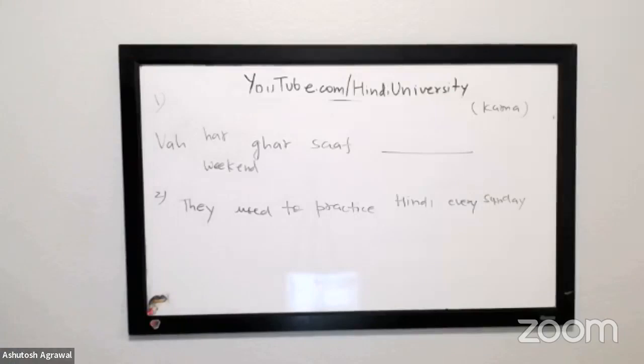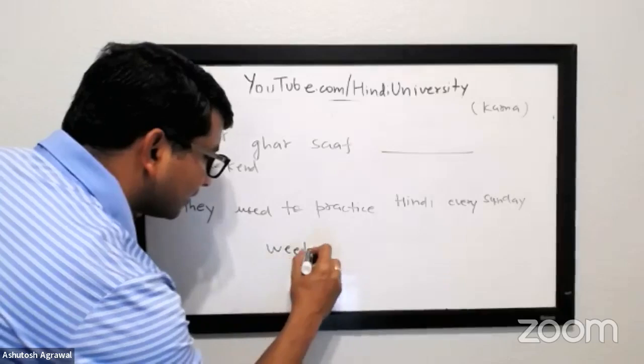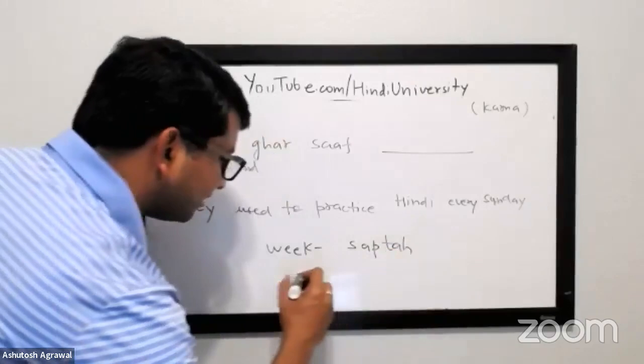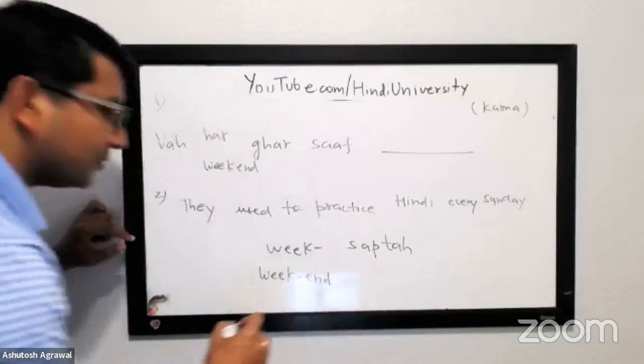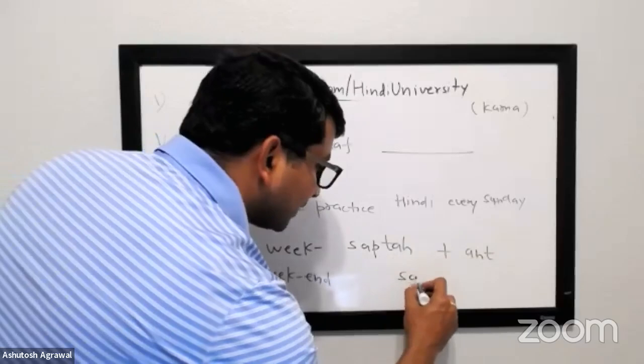Okay. How would you say weekend in Hindi? What do you guys think? Anybody would like to help? How would you say weekend? Saptahant. So it's a long word, but week is saptaha. And then what you're doing in English also, you're putting end next to it. In Hindi, end is ant. Don't read it as ant, it's ant. So when you have saptaha plus ant, it becomes saptahant.